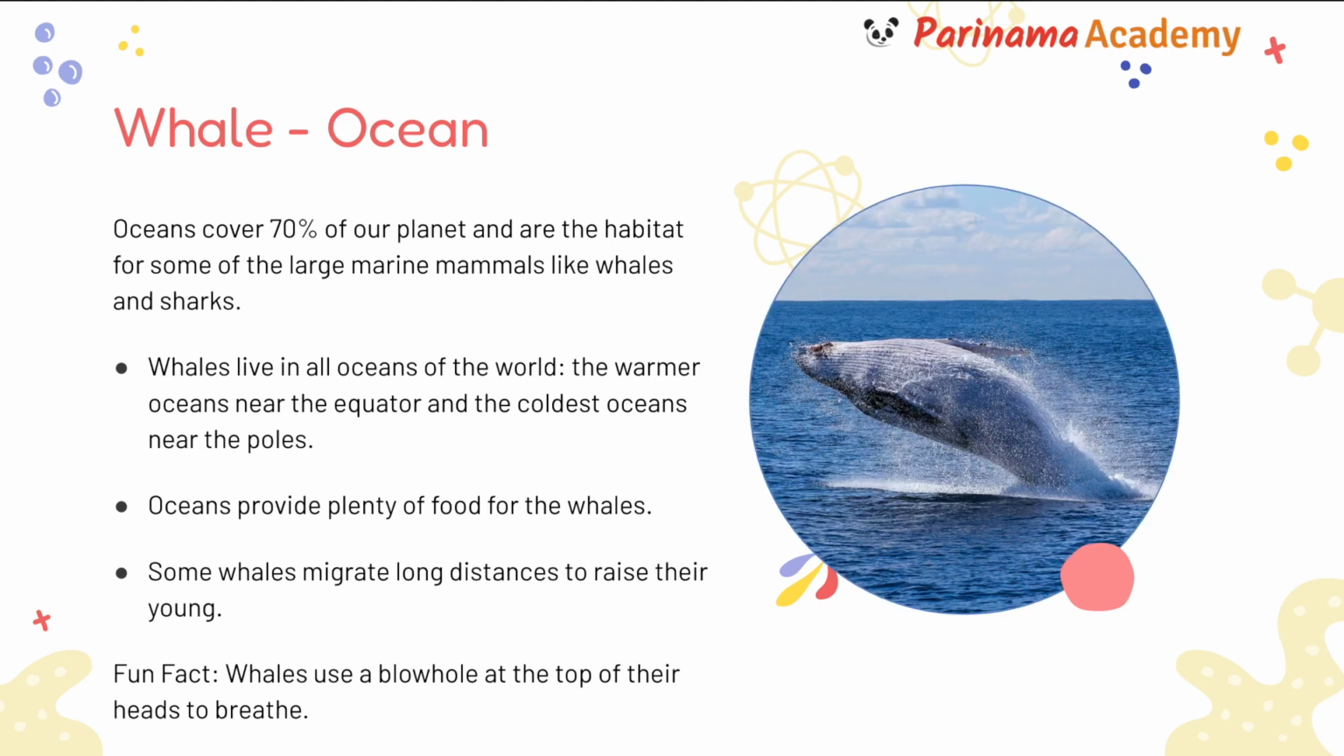Oceans cover 70% of our planet and are the habitat for some of the large marine animals like whales and sharks. Whales live in all oceans of the world, the warmer oceans near the equator and the coldest oceans near the poles. Oceans provide plenty of food for the whales. Some whales even migrate long distances to raise their young. Fun fact, whales use a blowhole at the top of their heads to breathe.